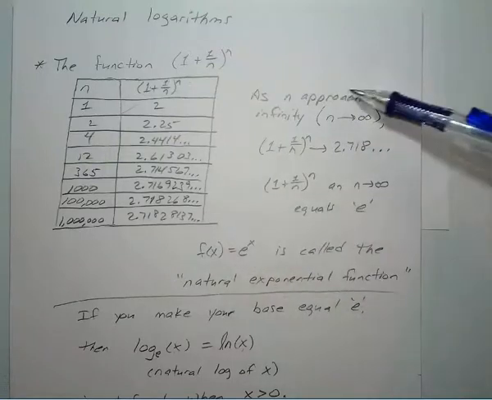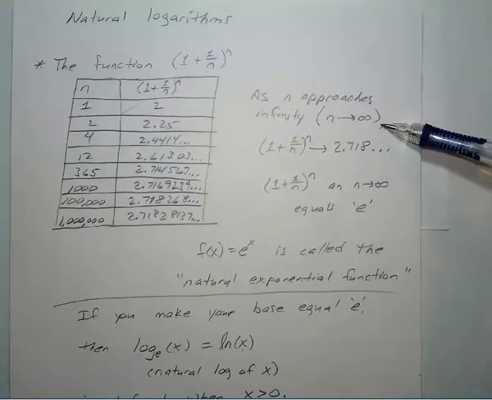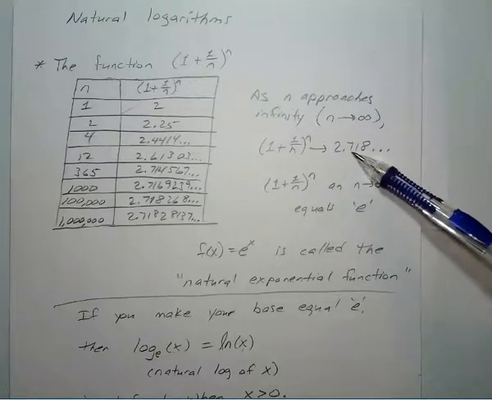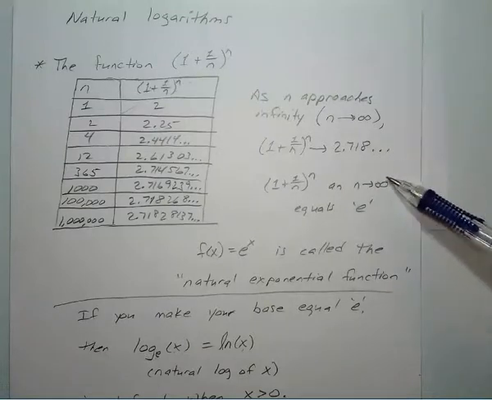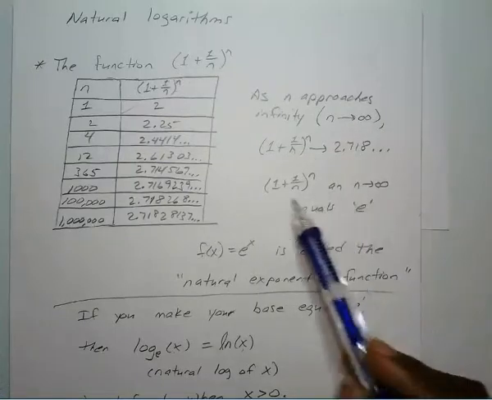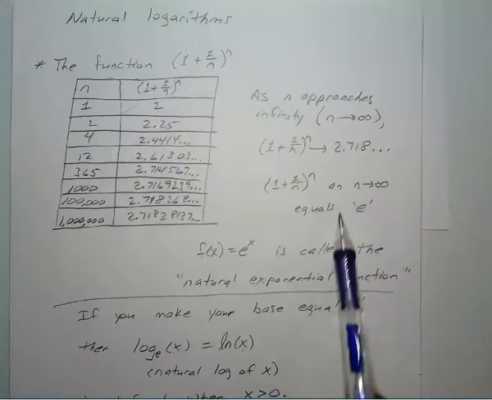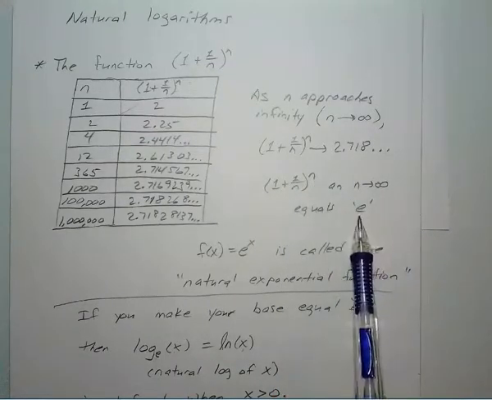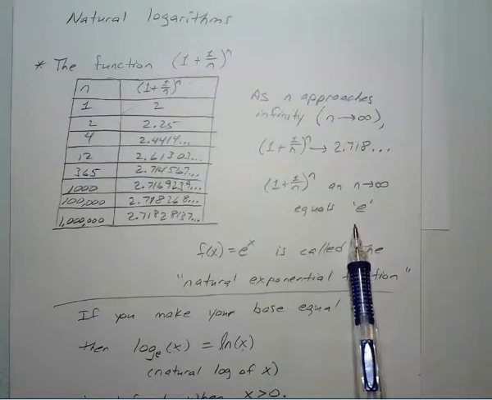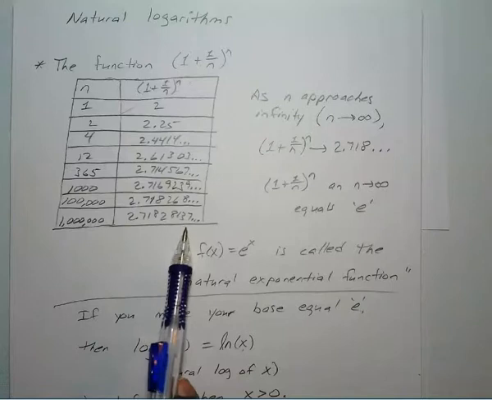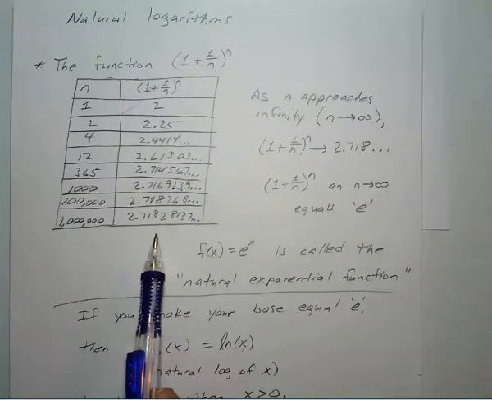Okay, so as n gets bigger and bigger and bigger, 1 plus 1 over n to the nth power gets closer and closer and closer to 2.718 and keeps on going forever and ever. So that value, as n approaches infinity, of 1 plus 1 over n to the nth power is equal to a value that we call e. Now in this case, e is not a variable, e is equal to an actual number. And that's 2.7182813, and it keeps on going forever and ever. That's your value of e.